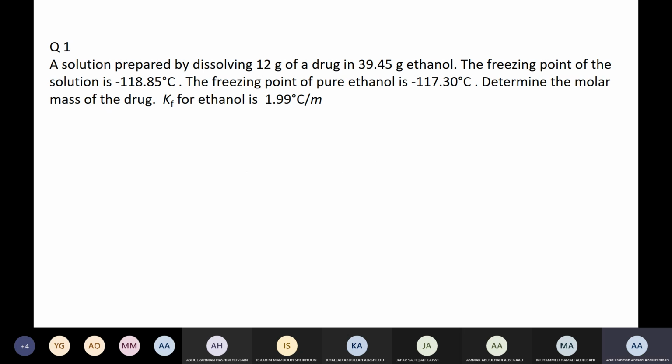A solution prepared by dissolving 12 gram of a drug and 39.45 gram ethanol. The freezing point of the solution is minus 118.85. The freezing point of pure ethanol is minus 117.30. Determine the molar mass of the drug. Kf for ethanol is 1.99 degrees C per molar. Okay, how to solve this problem quickly?